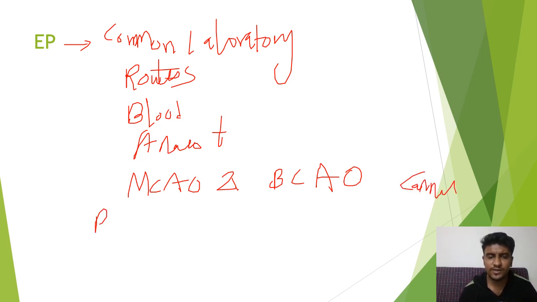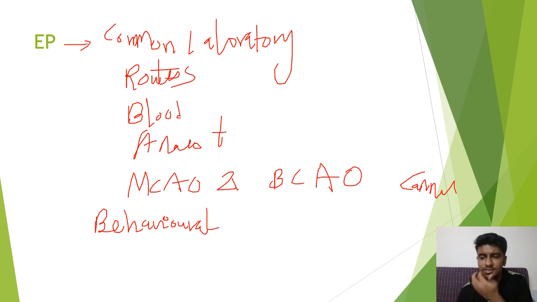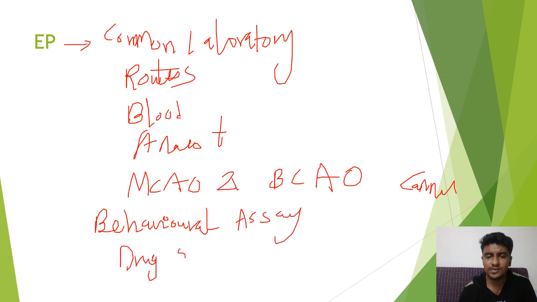Then the behavioral experimentation, like we have allodynia assays, we have behavioral assays, and then how to remove the bias, how do you bring about randomization, replication, and all. Then drug solution preparation. How do you prepare a drug solution? What are the different factors that you have to consider while preparing a drug solution? False positive, false negative results.